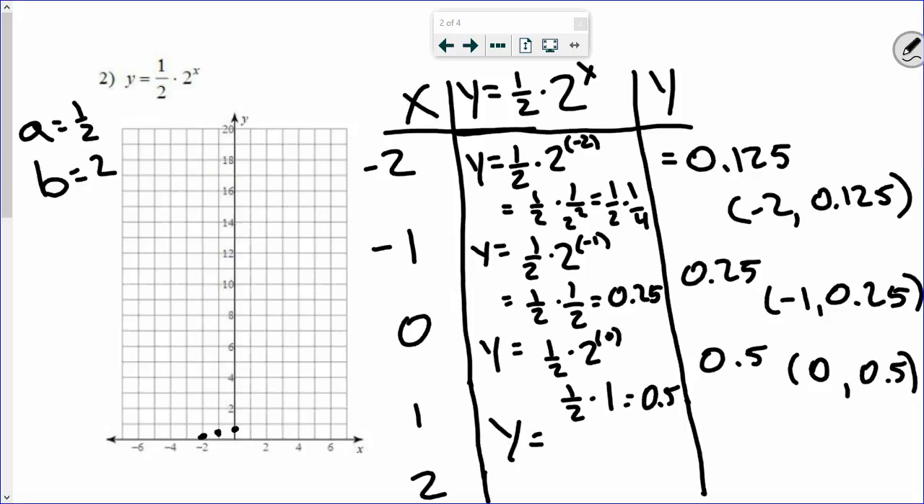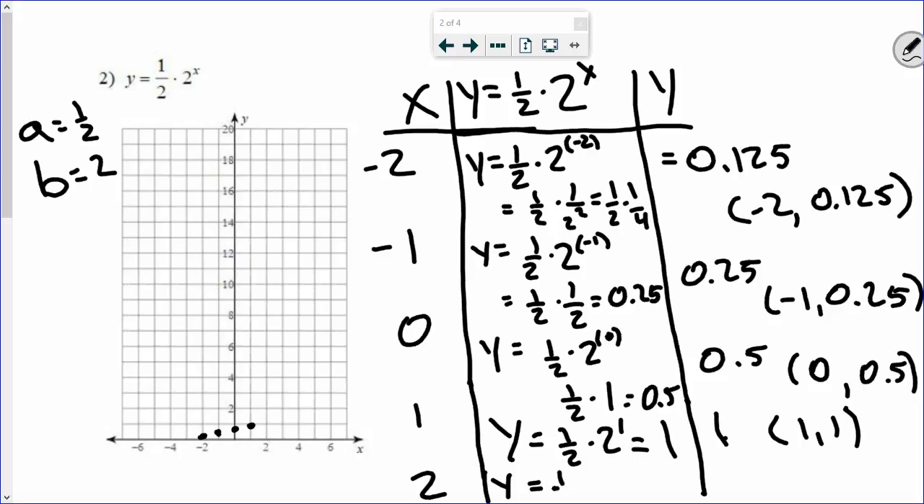So now putting in 1, so 1/2 times 2 to the first power. 1/2 times 2 is 1. So we have the point (1, 1) on this graph. There we get to the value 1. Now we're going to plug in 2.